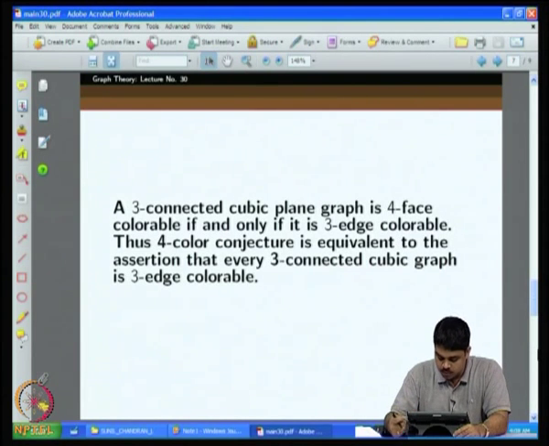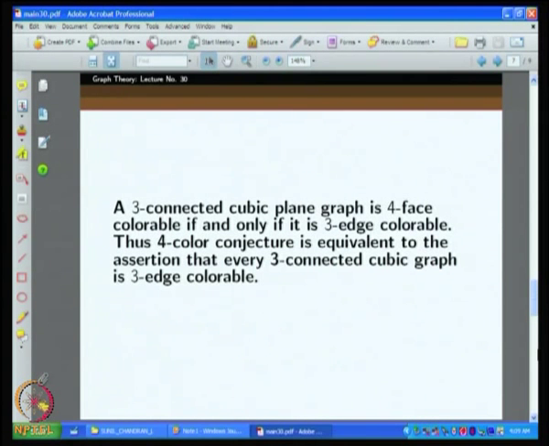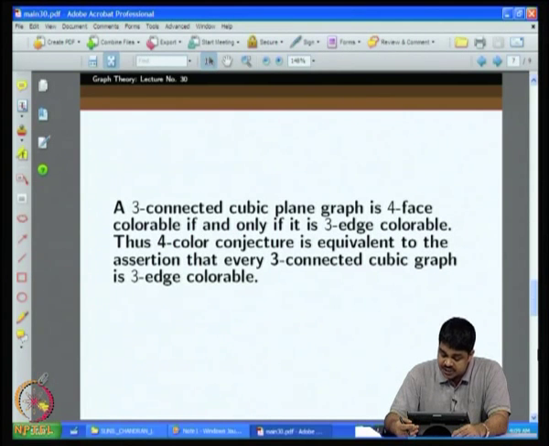So, Tate observed that a 3 connected cubic plane graph is 4 face colorable if and only if it is 3 edge colorable. So, instead of looking at the face coloring of the planar graph, we can rather look at the edge coloring of it. What does 3 edge colorable mean?